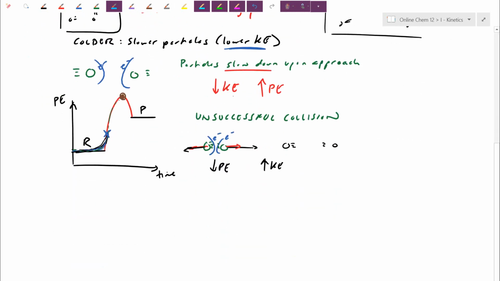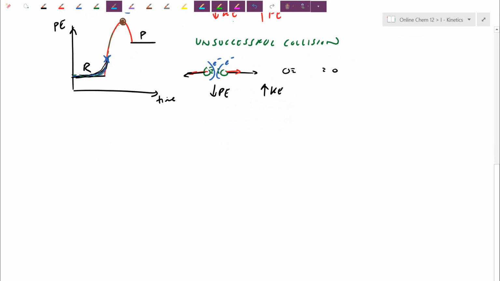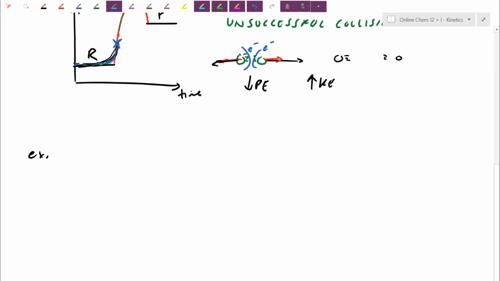So what I want to do in today's lesson here is I want to just rehash a little bit more with this potential energy diagram. Let's just do an example here.